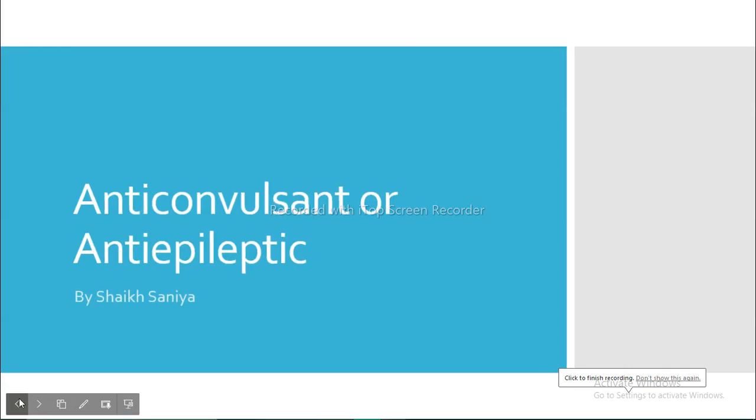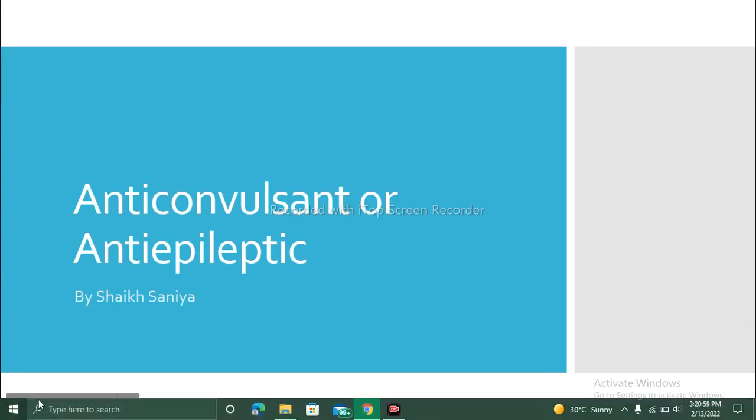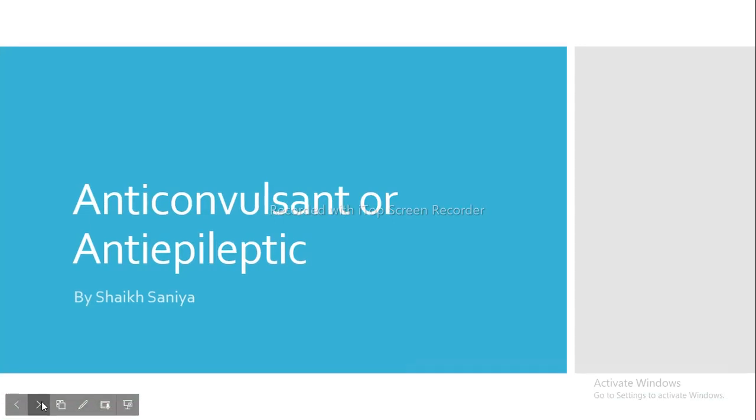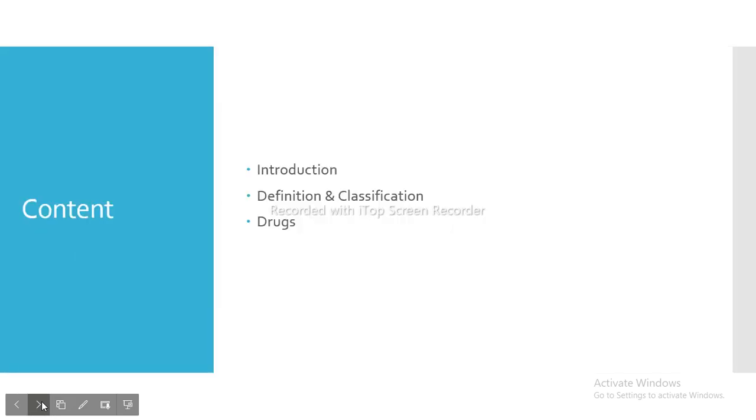Let's start a new topic, anticonvulsants or antiepileptics. The contents of the slide are the introduction, that is what is epilepsy and what kind of drugs we are using. Next is the definition and the classification of antiepileptic drugs. Next is the drugs used for epilepsy.